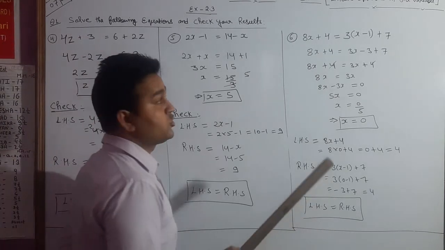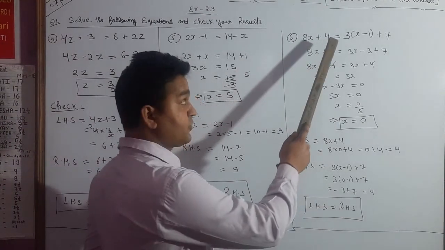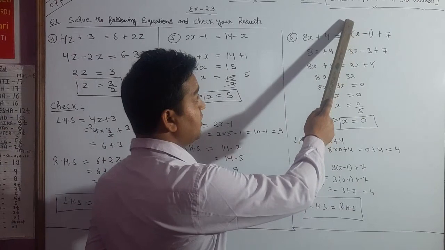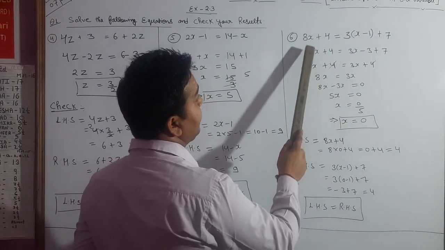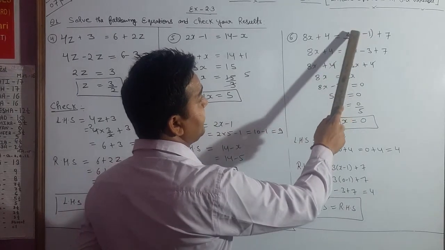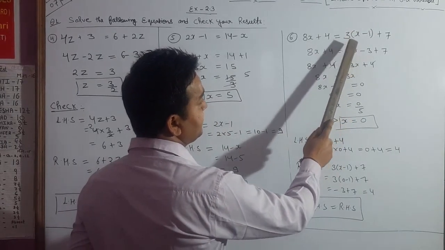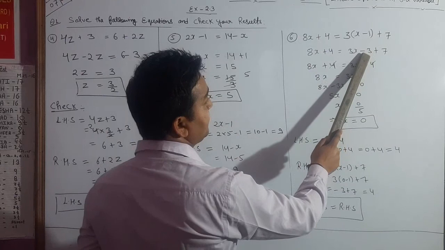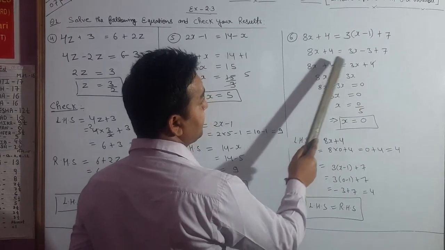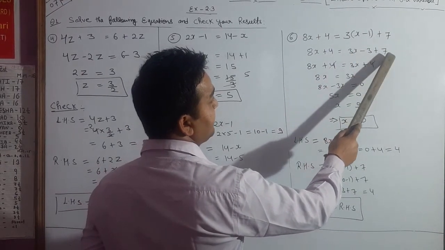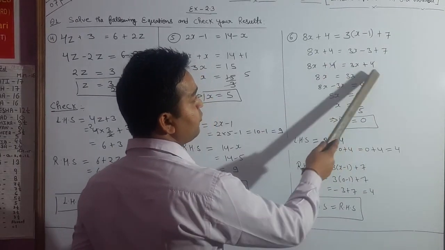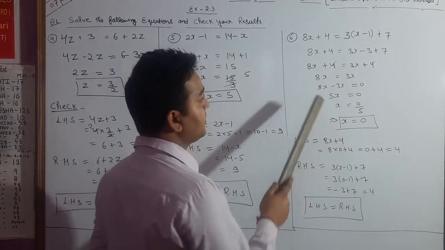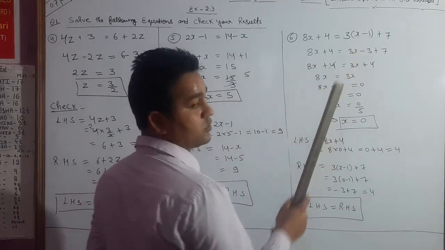Now come on the sixth question. 8x plus 4 is equal to 3 bracket x minus 1 bracket close plus 7. Now 8x plus 4, same, just multiply inside. 3 multiply x becomes 3x, and 3 multiply minus 1 becomes minus 3, and then plus 7. Now just check 8x plus 4, 3x minus 3 plus 7. Minus 3 plus 7 you can write here plus 4. 4 on both sides are cancelled to each other. Then 8x is equal to 3x.